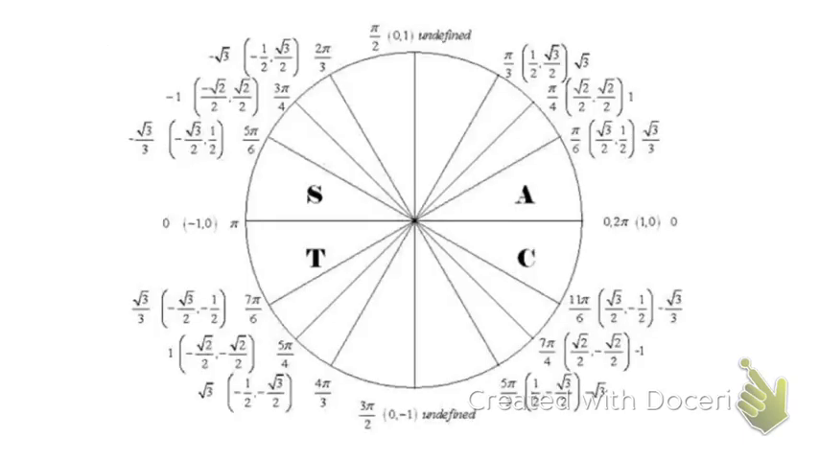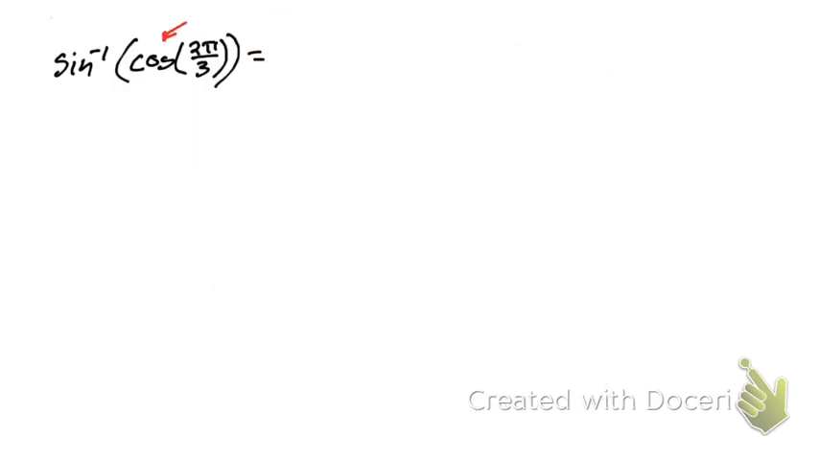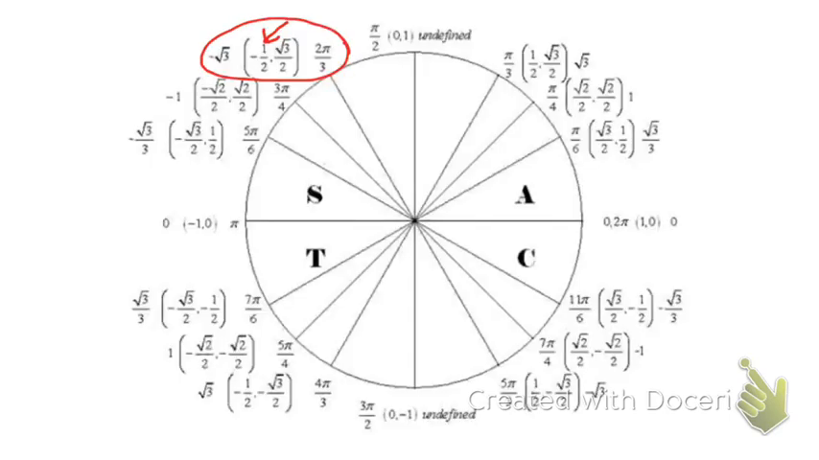Number 67 says, find the sine inverse of cosine of 2 pi over 3. The first thing I'm going to focus on is that cosine of 2 pi over 3. So we're going to go to our unit circle and find 2 pi over 3. 2 pi over 3 is right here. My cosine value is -1/2. So I'm going to replace cosine 2 pi over 3 with -1/2, and we're going to have sine inverse of -1/2.